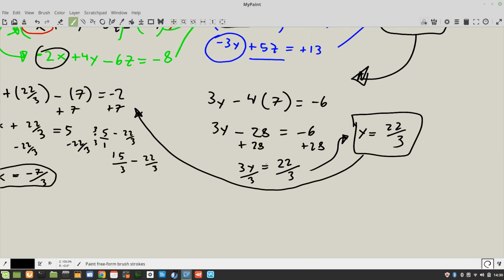So we can say that x, they write it down as negative 7 divided by 3, and y is 22 divided by 3.